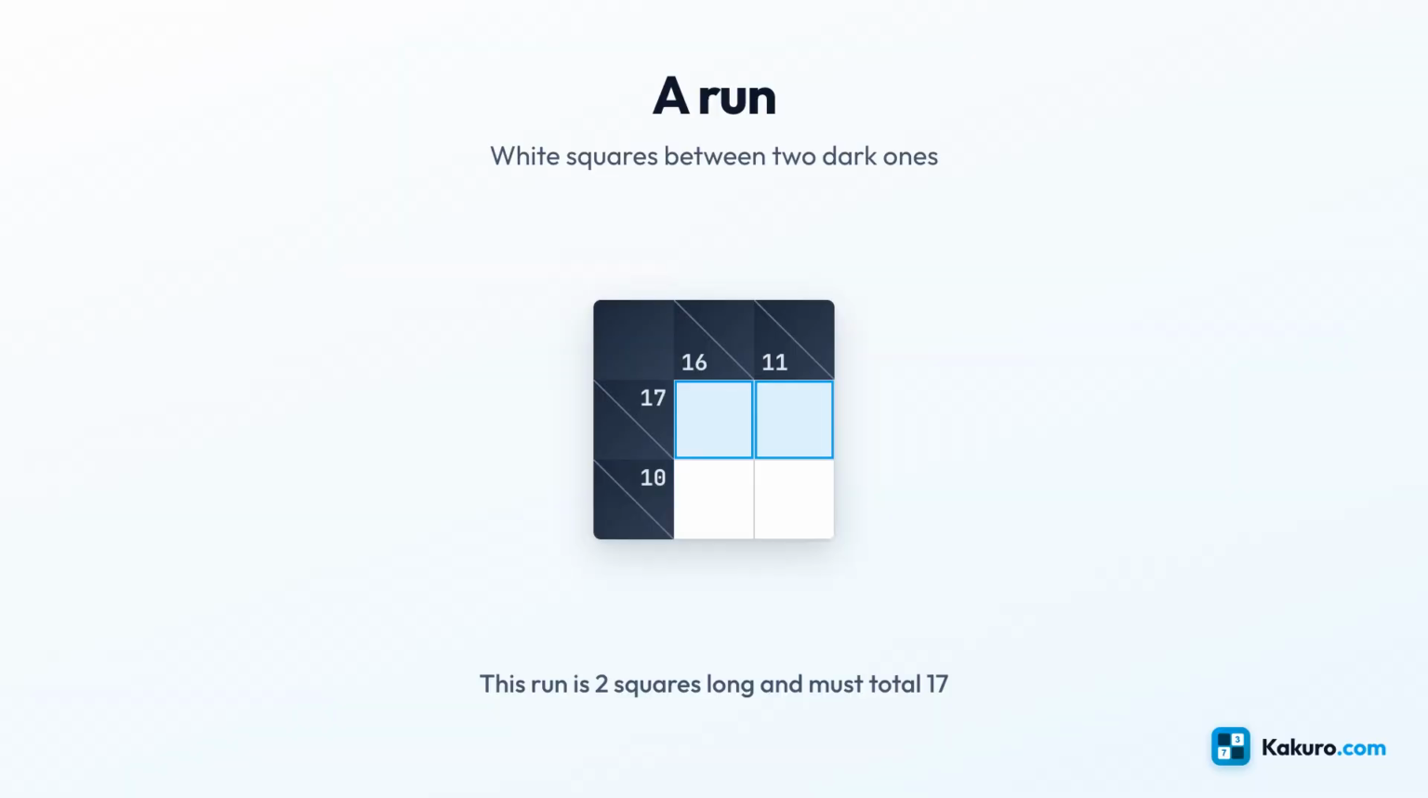That group of white squares after a clue is called a run. A run stops as soon as it hits the next dark square. Every run has its own total, and every white square belongs to exactly two runs, one across and one down.